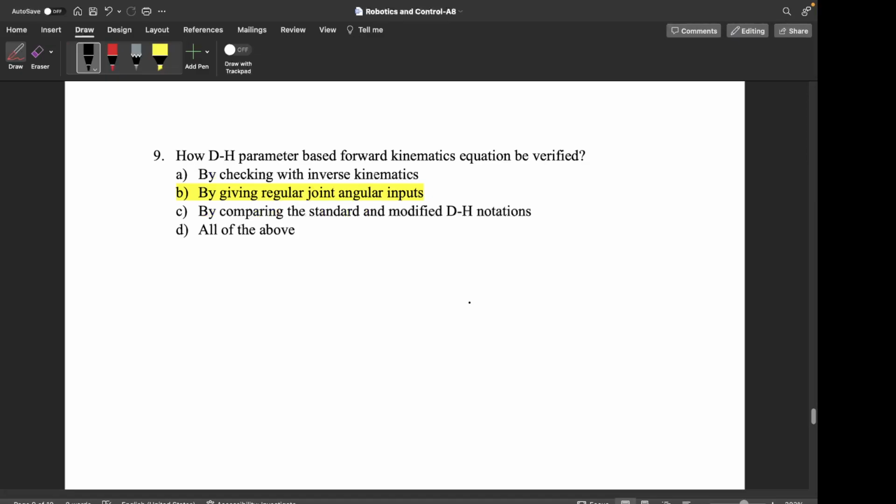So forward kinematics is basically, let's just recall once again, forward kinematics. We know angles and we compute the position of the end effector, right? And in inverse kinematics, we know the position of the end effector and we compute the joint angles, thetas, right?